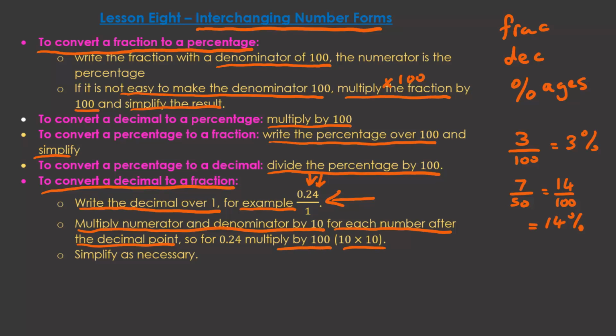In other words, 10 times 10. Another way of looking at it is the number of zeros is the number of digits after the decimal point there. And then just simplify as necessary. So we're going to look at those in a couple of examples to follow.